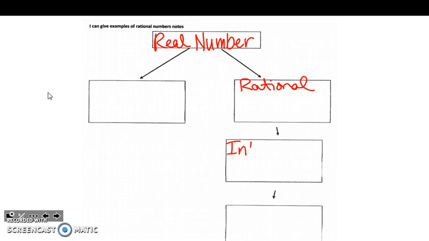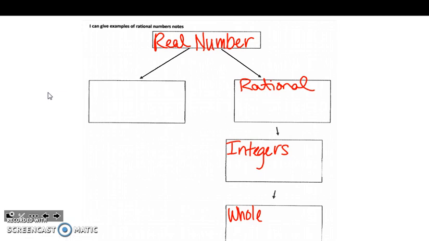Okay, we are going to continue today, and we are going to talk about the left side of this flowchart. So yesterday, we talked about, and your notes should already have this, the fact that all numbers fall under the name of real numbers. And then we went through the right side, and we had rational numbers, integers, whole numbers, and then down below we had counting numbers, okay?